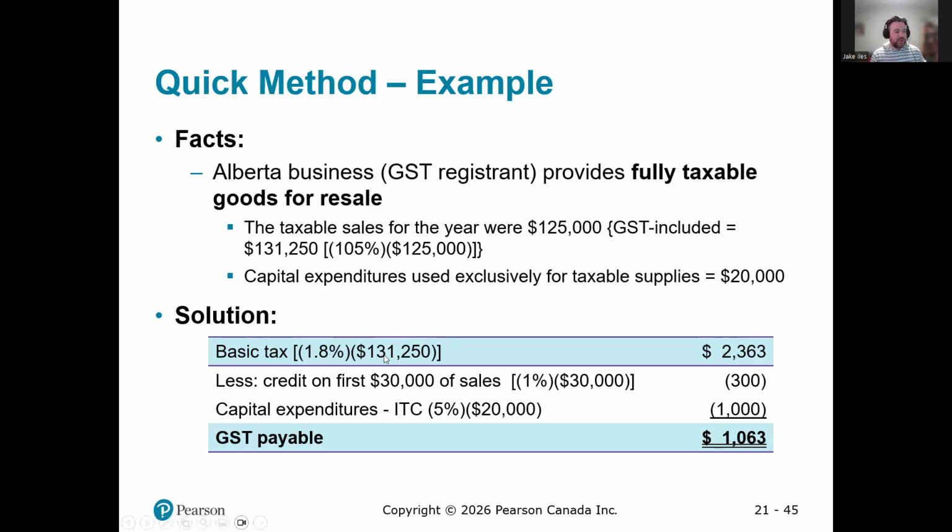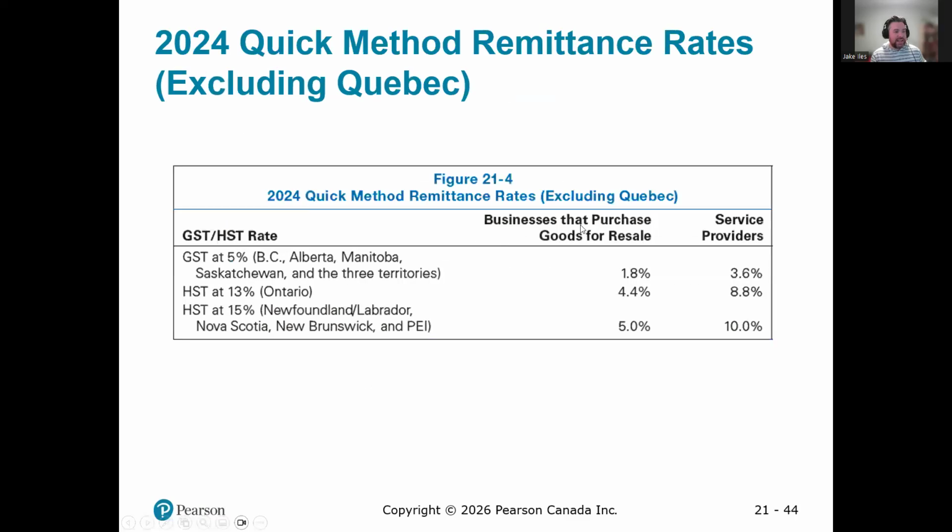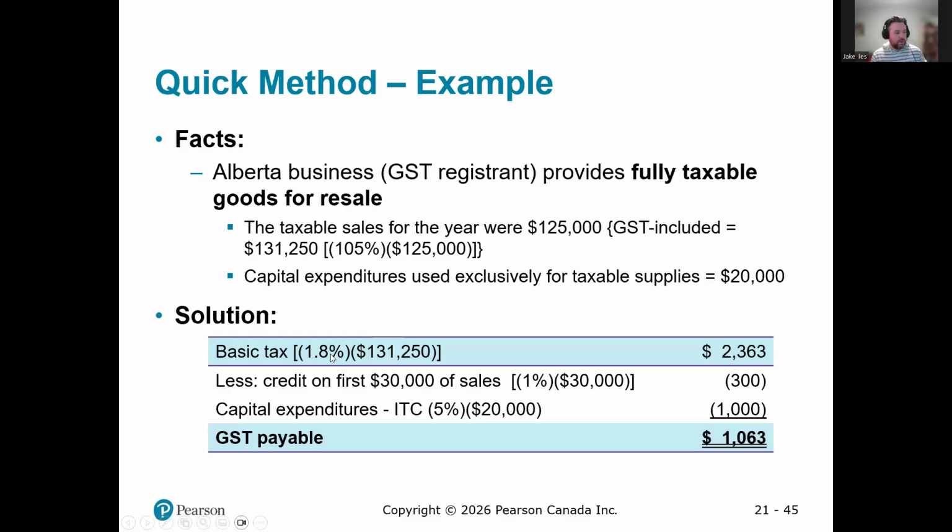So we'll take that 131,250. This is a retail business in Alberta, so we're applying the 5%. So we'll use that 1.8% rate. So we'll take 1.8% of $131,250. So that basic tax that we owe for sales tax is $2,363. From this amount, we get to reduce additional ITCs. We get a credit of 1% on the first $30,000. So since our sales is over that 30,000 amount, we can take the full 30,000 at 1%. We'll reduce the amount we owe by $300.